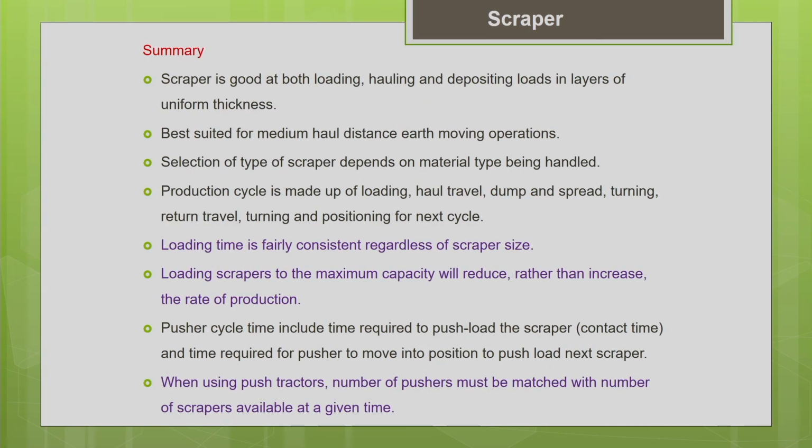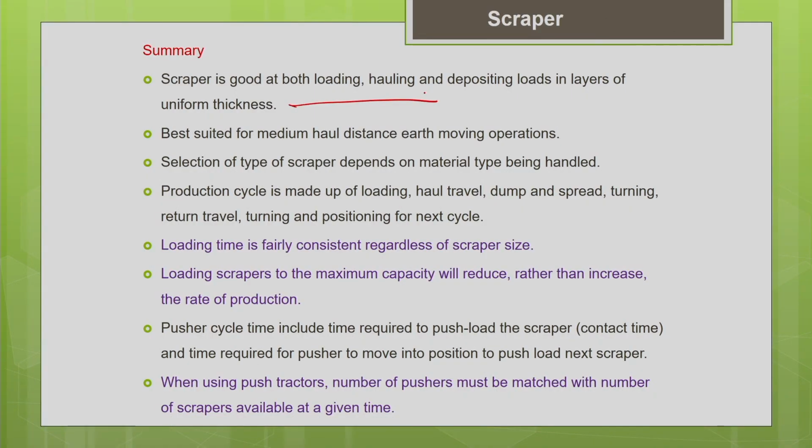So now let me summarize whatever we have discussed in this lecture 11. So we know that the scraper is good at both loading and hauling, and it can dump and spread the material in layers of uniform thickness, okay. So that is an advantage that makes it more versatile. It is both good in loading and hauling, and it can be used for depositing the material. Your dumping and spreading can be done in one continuous operation. So best suited for distances up to 1000 meter, okay. Your scraper economical haul distance is up to 1000 meter. So more preferable for projects like roads and dams.